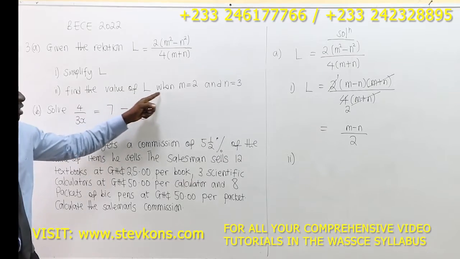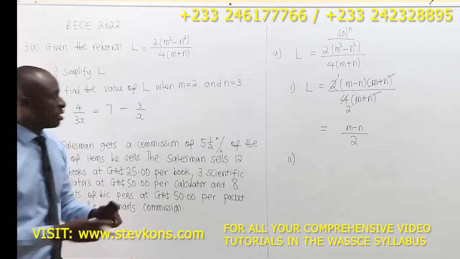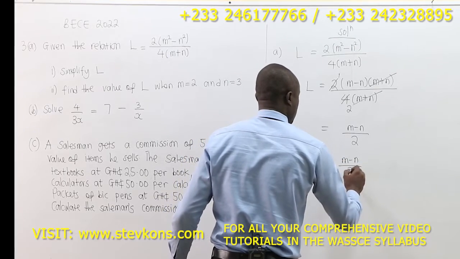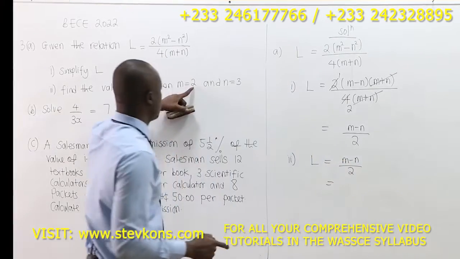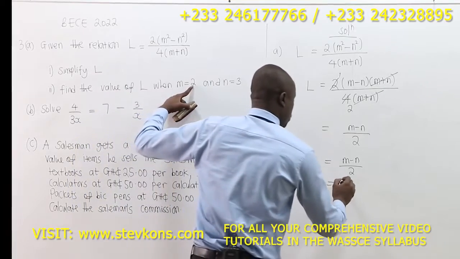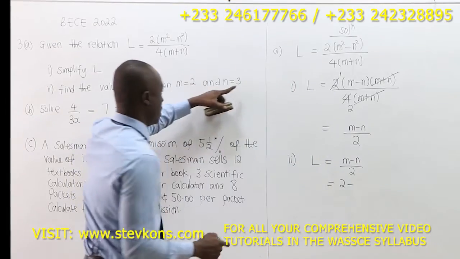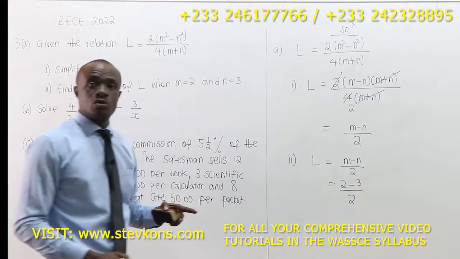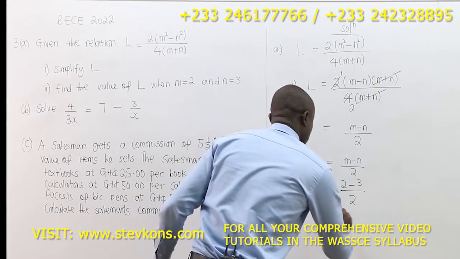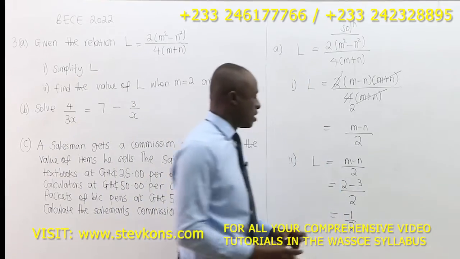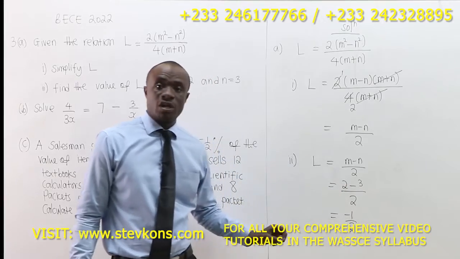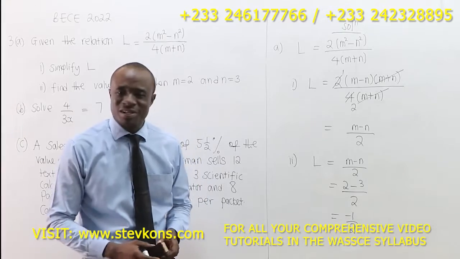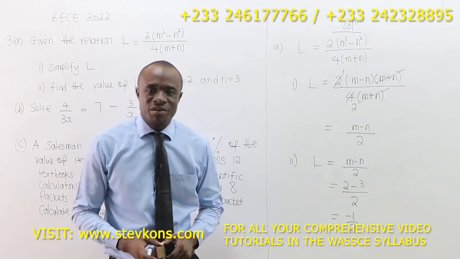ii, find the value of L when m is 2 and n is 3. So L is m minus n over 2. Now what is m? M is 2. So in place of m, you put 2 minus n. What is n? N is 3. 3 out of 2. Now what is 2 minus 3? 2 minus 3, that's negative 1 out of 2. Anytime we are subtracting a bigger value from a smaller value, we get a negative answer. So 2 minus 3, that's negative 1 out of 2. That is it. Very, very easy. Very, very simple.